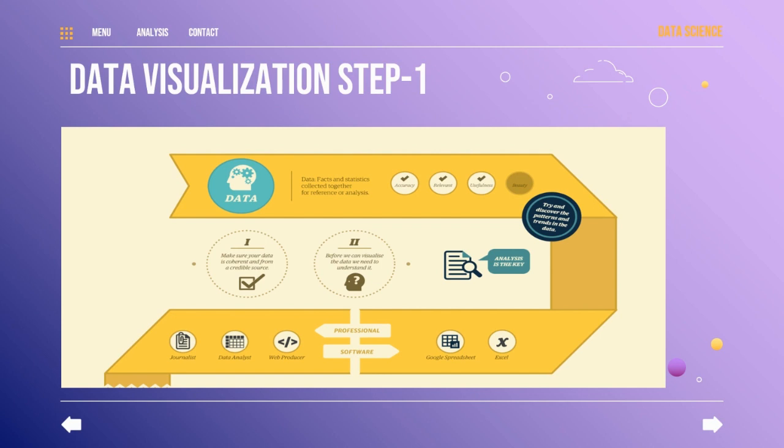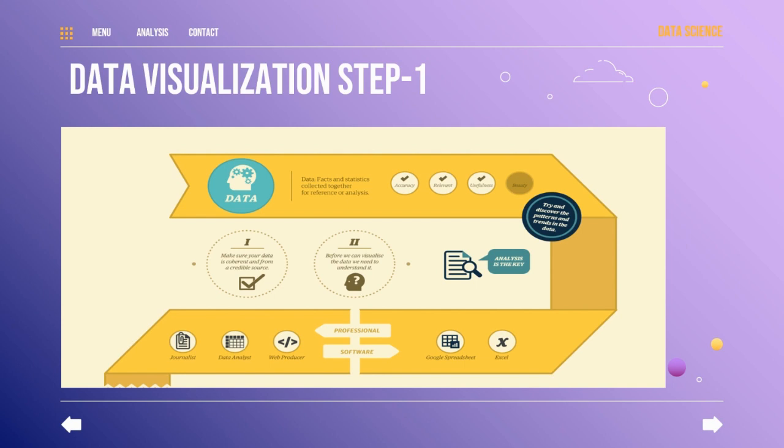These steps use software such as a Google spreadsheet or Excel. The first thing they have to do is make sure your data is coherent and from credible sources, and then analyze the data. Before we can visualize the data, we need to understand it. The same as data processing, we have to understand the data. Next, analyzing is the key part of data visualization.